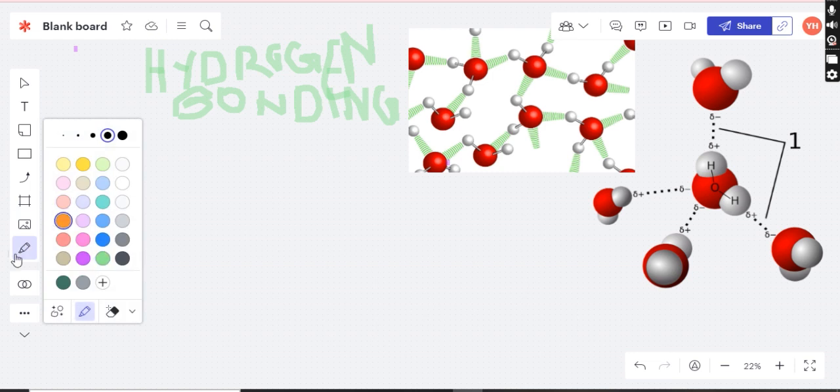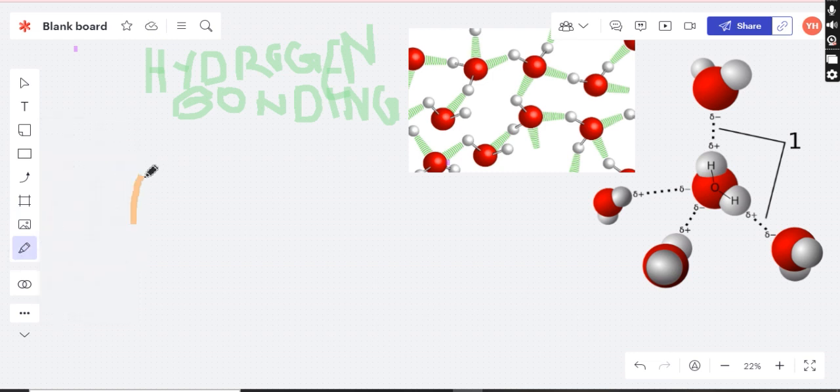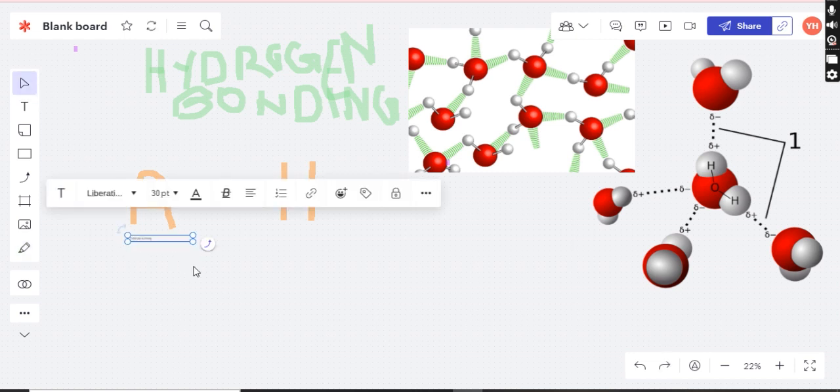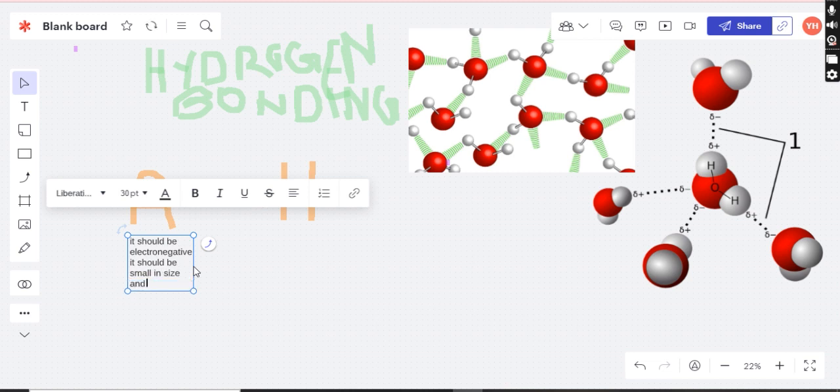Let me change the color of the marker. So I consider that there is an atom A, linked with the hydrogen, something like this. The criteria this atom should follow is this. First of all, it should be electronegative. The second thing, it should be small in size.